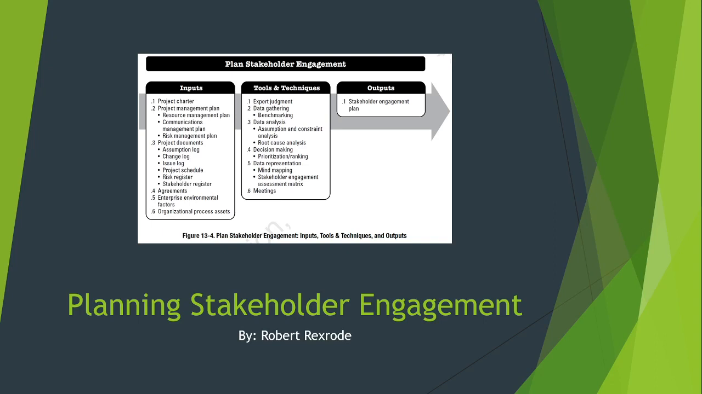Planning stakeholder engagement is a plan that project managers come up with to communicate the progress of the deliverables to the stakeholders. In this video we'll be covering the three components of planning stakeholder engagement: the inputs, tools and techniques, and outputs.